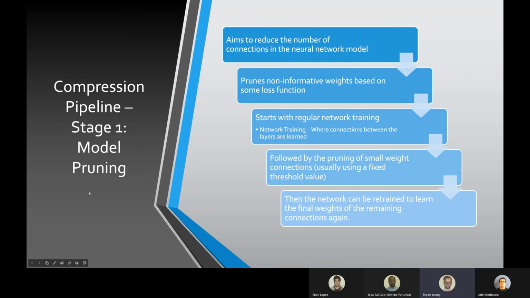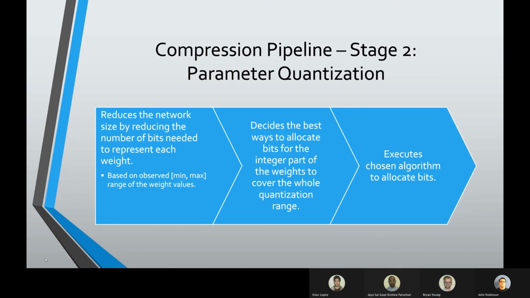But starting back at stage 1, model pruning. This stage aims to reduce the number of connections in the neural network model. It prunes non-informative weights based on some loss function. It starts with regular network training, where connections between the layers are learned. It's followed by the pruning of small weight connections, usually using a fixed threshold value. Then, the network can be retrained to learn the final weights of the remaining connections yet again.